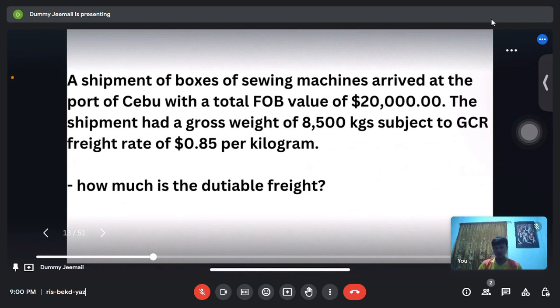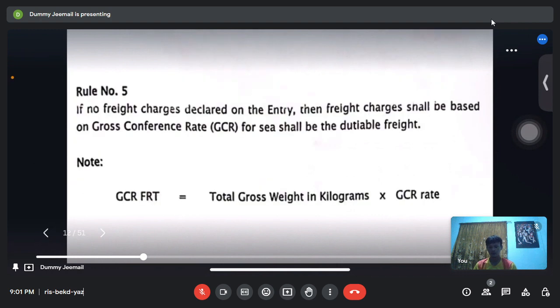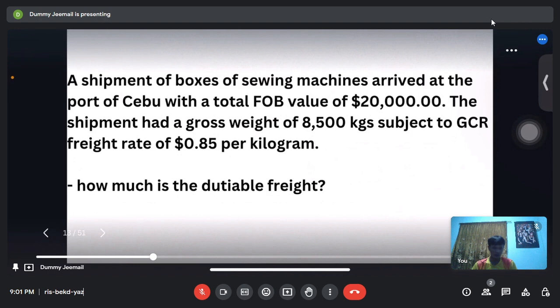For example, we have a shipment of boxes of sewing machines that arrived at the Port of Cebu with a total FOB value of $20,000. The shipment had a gross weight of 8,500 kilograms subject to the GCR freight rate of $0.85 per kilogram. So how much is the dutiable freight? Nothing is declared on the entry, nothing in the bill of lading, nothing in the invoice. So what we will do is multiply the total gross weight by the GCR freight rate.